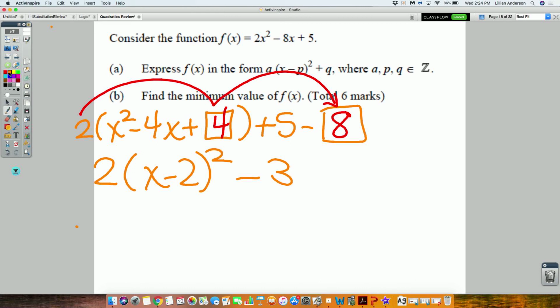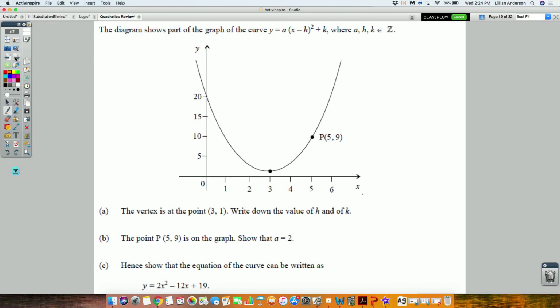What's the minimum value of f of x? Negative 3. This is a quadratic that opens what way? Up. So the lowest point is going to be the y coordinate of the vertex, which is negative 3. So this is your answer to A. This is your answer to B. And let's do the next one. In 4 minutes.